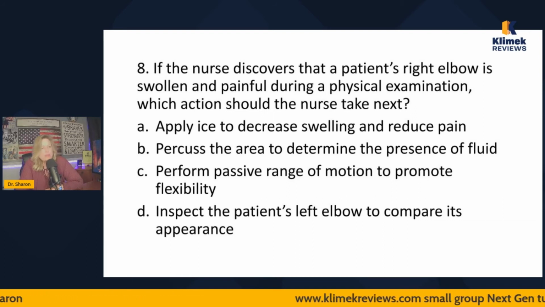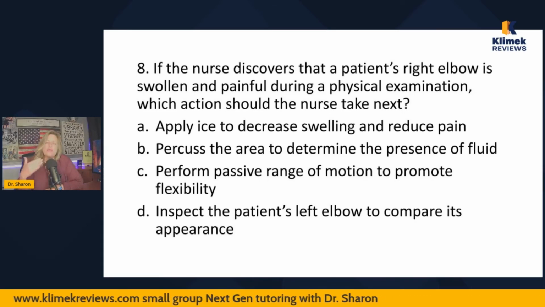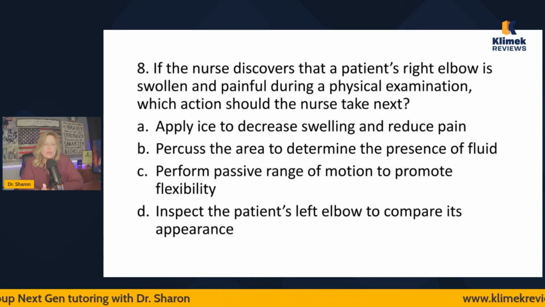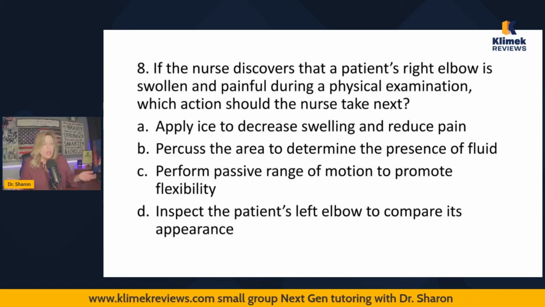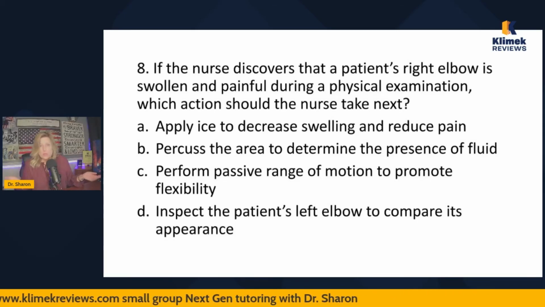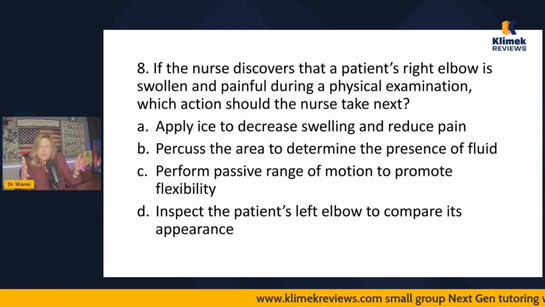So if I discover the patient's right elbow is swollen and painful during a physical exam, which action should the nurse take next? I know I need to do further assessment if I don't know what's going on, and there's not enough data here to tell me what's going on. It doesn't tell me they've got tennis elbow. It doesn't say they've been diagnosed with tennis elbow. What are you going to do? No, I don't know what the problem is. All I know is the right elbow is swollen and painful. That's all I know. So am I ready to intervene yet? That's the question I ask myself, just conceptually. Am I ready to intervene yet?